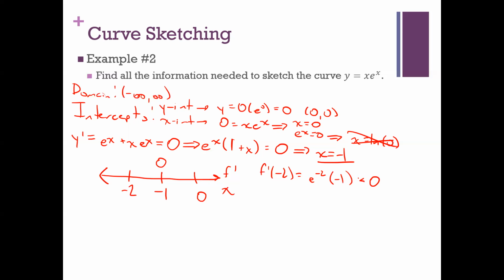Is e to the -2 itself positive or negative? That's an easy thing to get tripped up on. Think about this: if you raise a positive number to a power, is it possible for a negative to come out? All right, so that's positive. What about f prime of 0? E to the 0 times 1 plus 0, which is 1, which is positive.